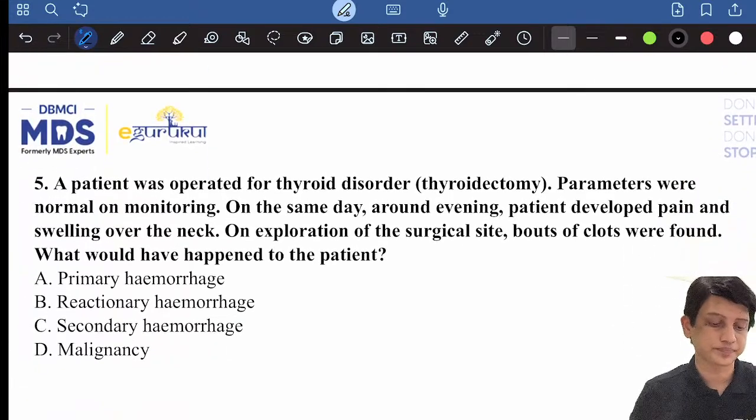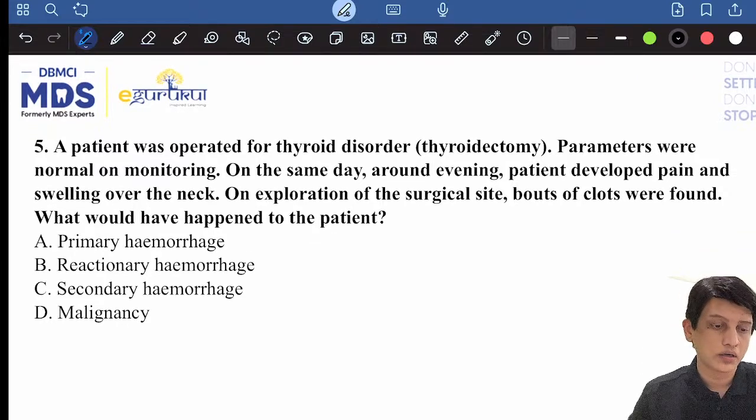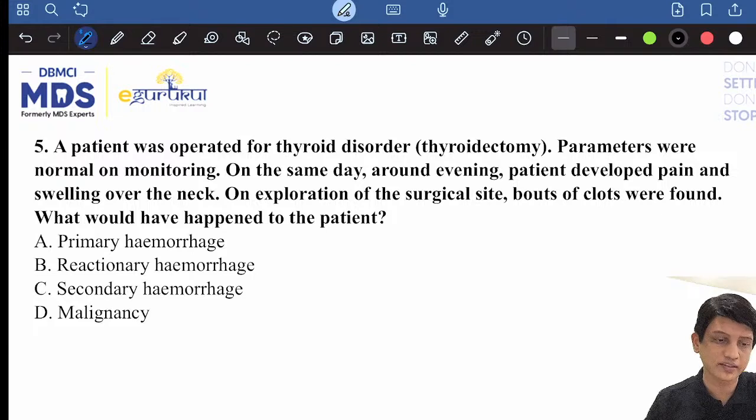Okay, next question. A patient was operated for thyroid disorder. Okay, thyroidectomy was done. Parameters were normal on monitoring. On the same day, around evening, patient developed pain and swelling over the neck. On exploration of the surgical site, lots of clots were found. What would have happened to this patient? Again, you know this very well. We have discussed this in the class. So, what is this common complication after thyroidectomy? They are asking, is it primary hemorrhage? Is it reactionary hemorrhage? Secondary hemorrhage or malignancy? What is the answer?